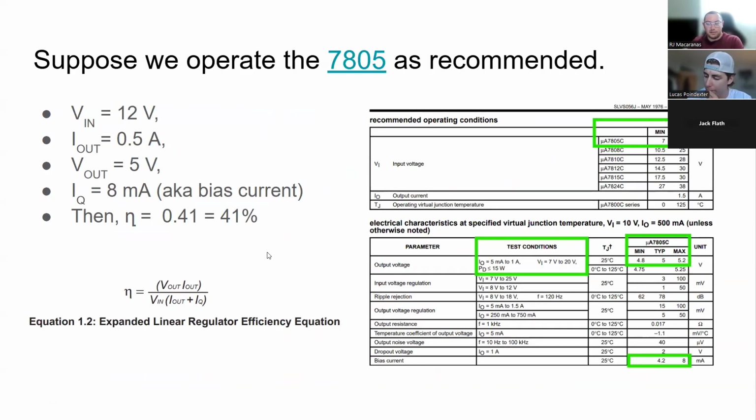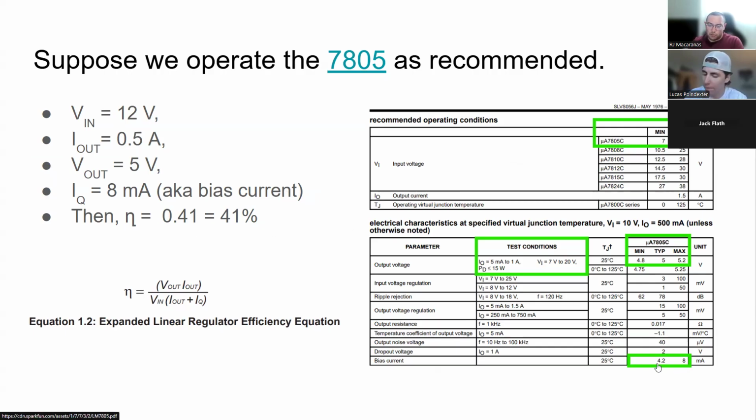Just as an example, suppose we're operating the 7805 as recommended. I've got the data sheet pulled up here. It's got a maximum input voltage of 25 volts, minimum of 7. So I've just shot for 12 volts on the input, and 5 volts on the output. We can do that because the output current is rated for 1.5 amps, so we can certainly draw at least half an amp at an output voltage of 5 volts.